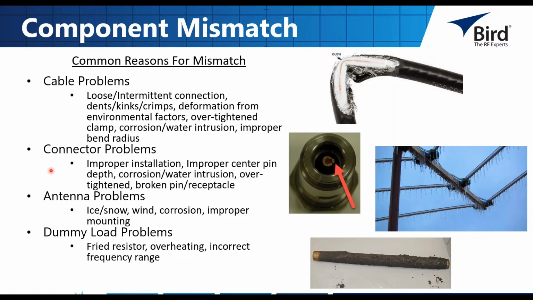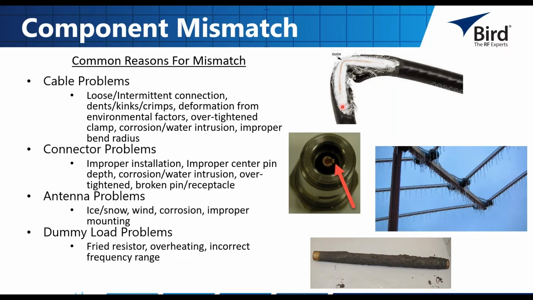So when we're talking about different reasons for mismatch, we're thinking things like the crimping of cables. This is something you'll see, especially if you make too tight of a bend. You might get something like this. Now, this is with the insulation ripped away, but you can see that if you overbent a cable and kinked it, it could definitely result in a non-50 ohm type of impedance.